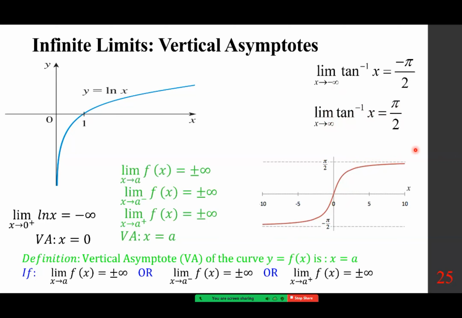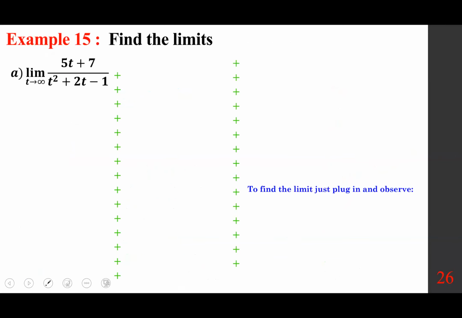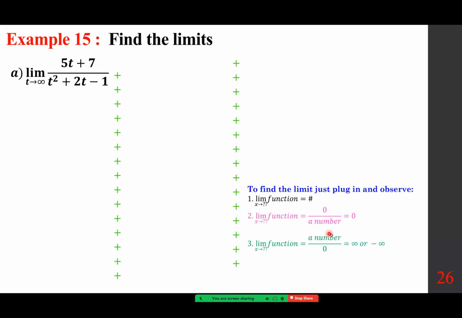In other words, you may remember tan of power 2 tends to infinity, tan of negative power 2 tends to negative infinity. Let's look at some of these limits. And as you recall, just to find the limit, I'm going to remind you, you plug in. If it gives you a number, you're done. 0 over any number other than 0 is done. Number over 0, we looked at a case where we figured out infinity or negative infinity.